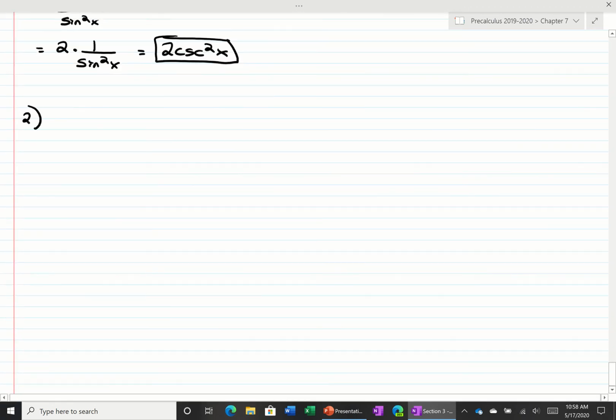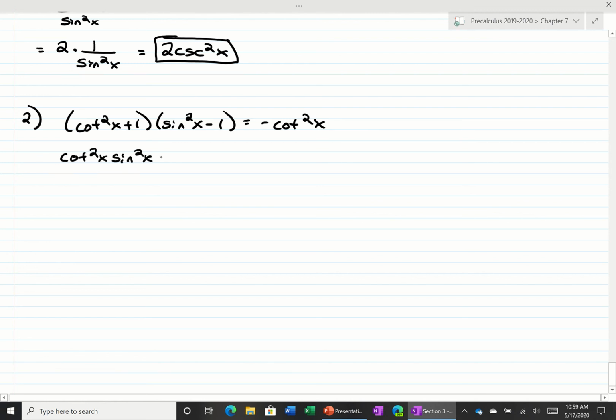For problem number 2, we have the cotangent squared of x plus 1 times the sine squared of x minus 1, and that's equal to negative cotangent squared of x. So let's distribute and see what we get. This will be cotangent squared of x times the sine squared of x minus the cotangent squared of x plus sine squared of x minus 1. Alright, I'll convert to sines and cosines.